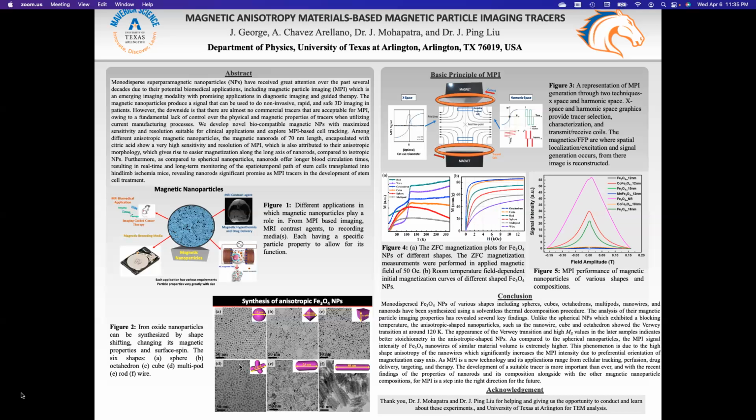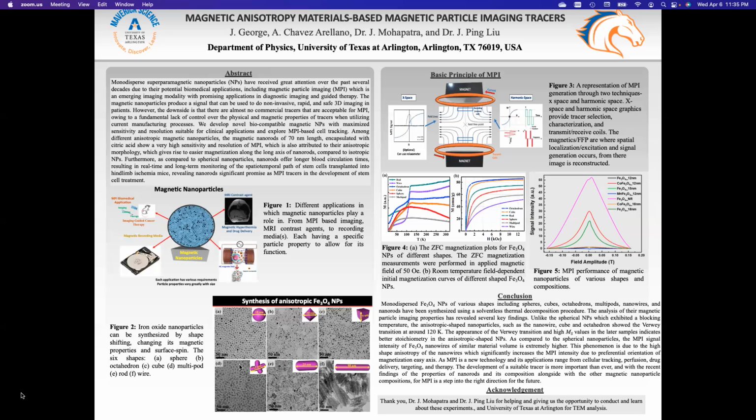MPI is an emerging imaging modality for multiple reasons, but mainly because it uses no ionizing radiation in the scanner or tracer, which makes it extremely safe when compared to other imaging modalities such as nuclear medicine, CT, and X-rays, which use ionizing radiation. With the extended useful life of the tracer, MPI tracers, when developed, can last for long periods of time.